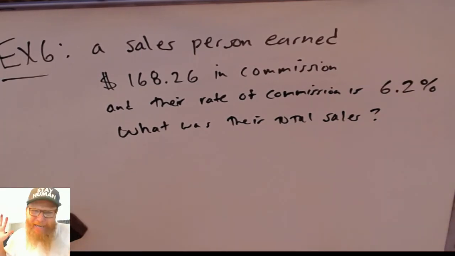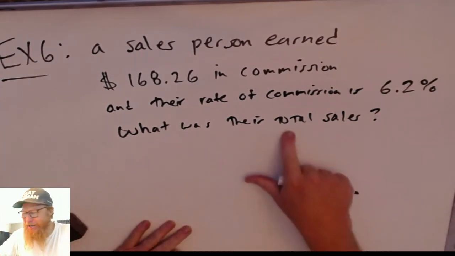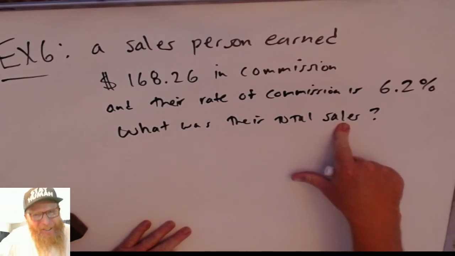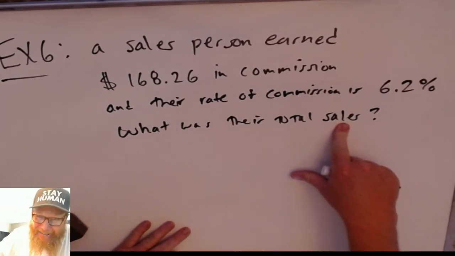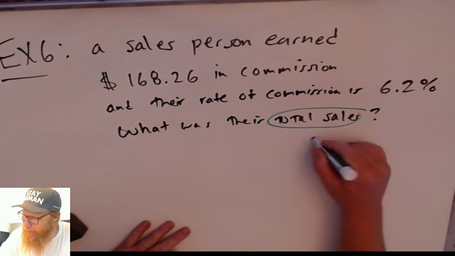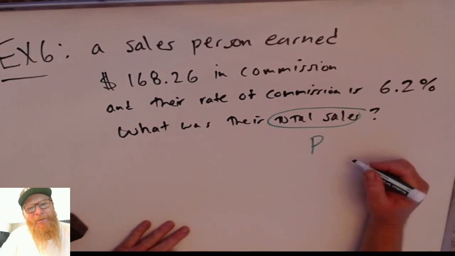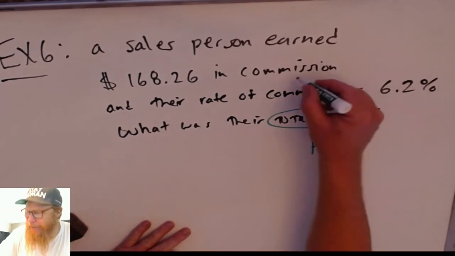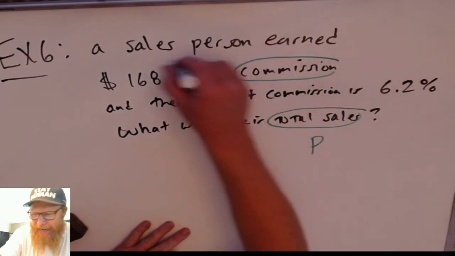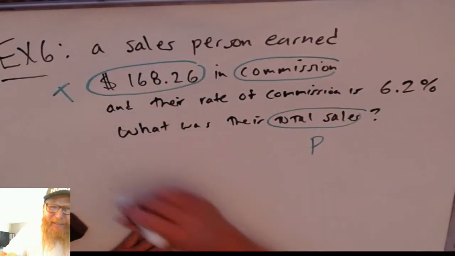And now this is dangerous with variables. Total sales sounds like T, yeah? But it's not. It's P. Yeah? Total sales is P. Commission is like a tip, so that's T.